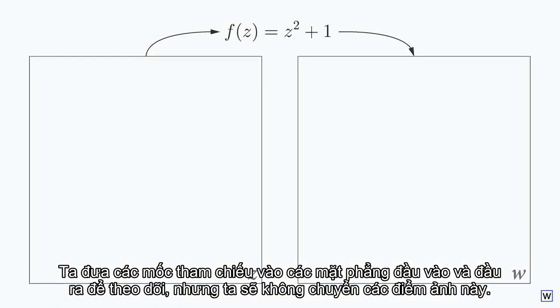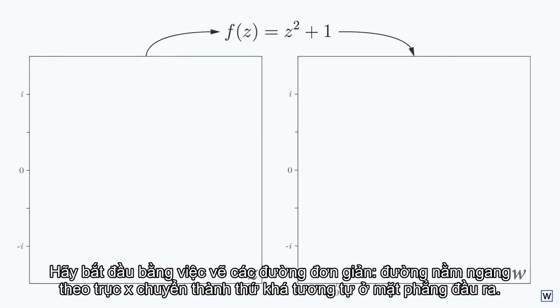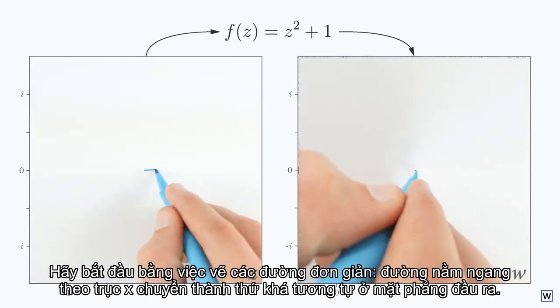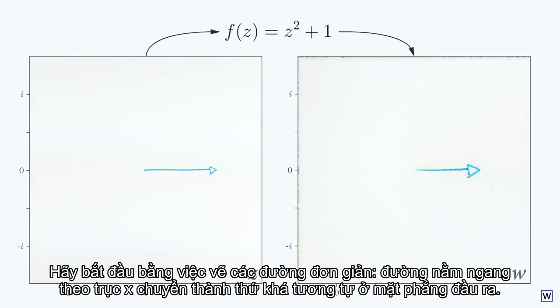We'll include some reference markers on top of our input and output planes to keep track of our numbers, but we won't transform these pixels. Alright, ready? Let's start by drawing some simple lines. A horizontal line along the positive x-axis turns out to be something pretty similar in our output space.